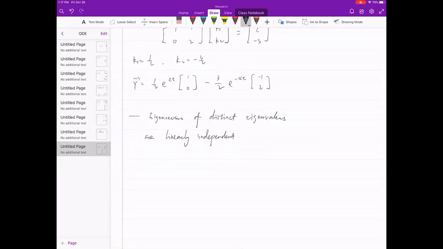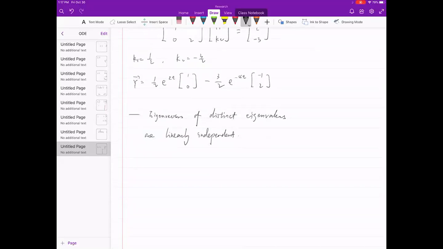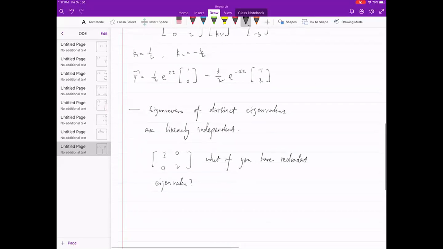Of course, this leaves us a question. What if you have a redundant eigenvalue? Okay, this is the leftover. We haven't solved it yet. But in general, if you have two distinct, fine.